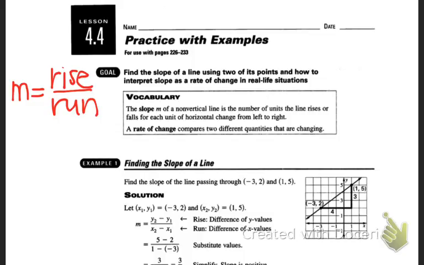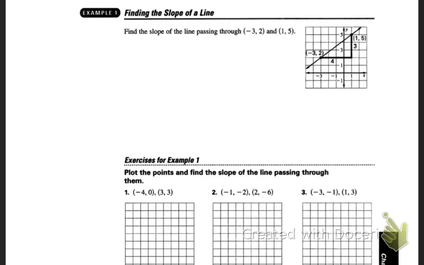Now, we also have a formula for slope. Our slope formula is y2 minus y1 over x2 minus x1. Go ahead and write that down.